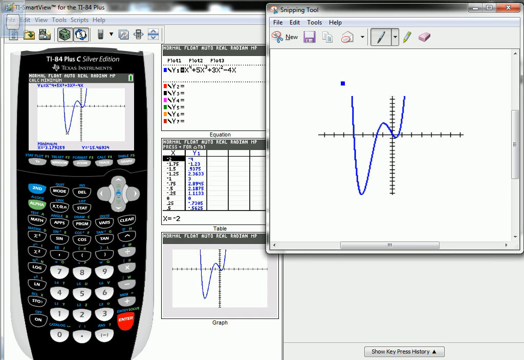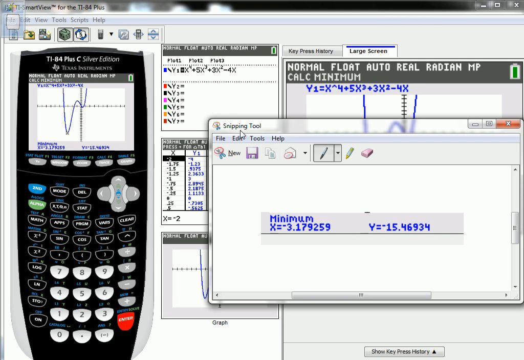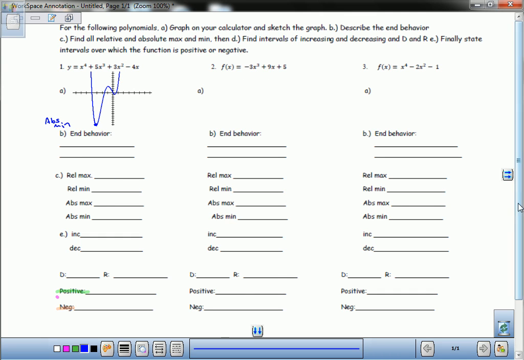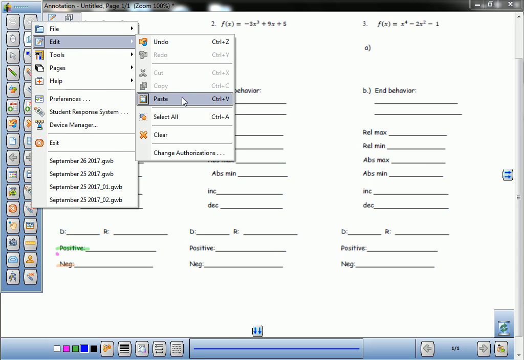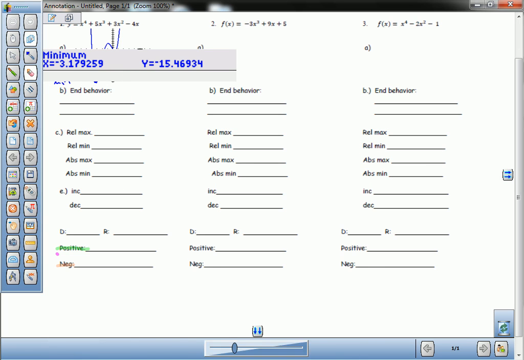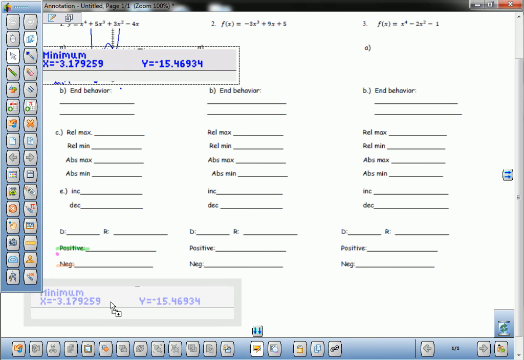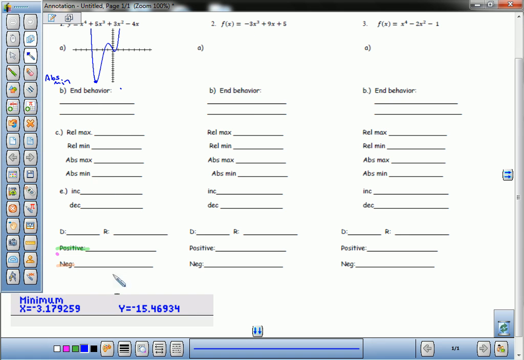Neat. Snip this and go back to our notes. So this is where our min is. That absolute min is this y value.